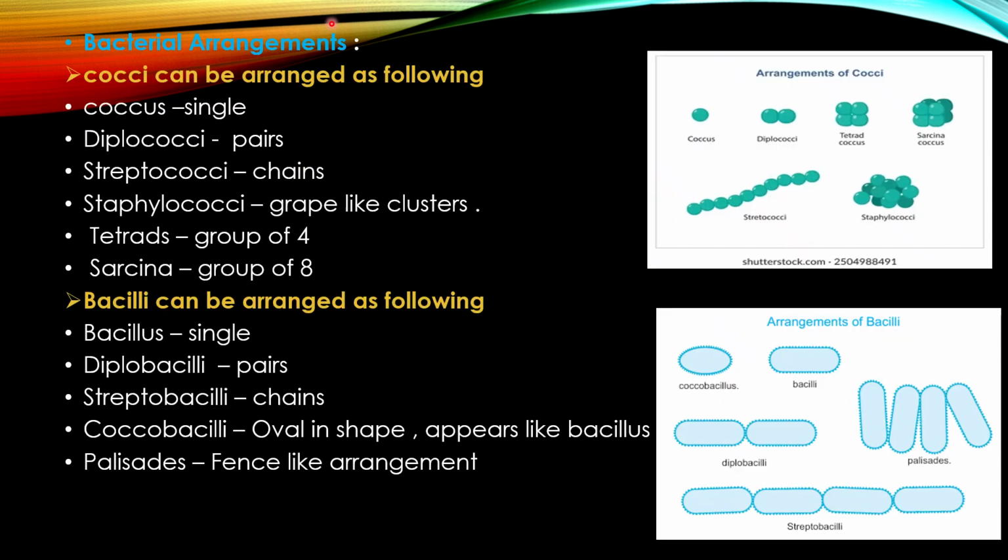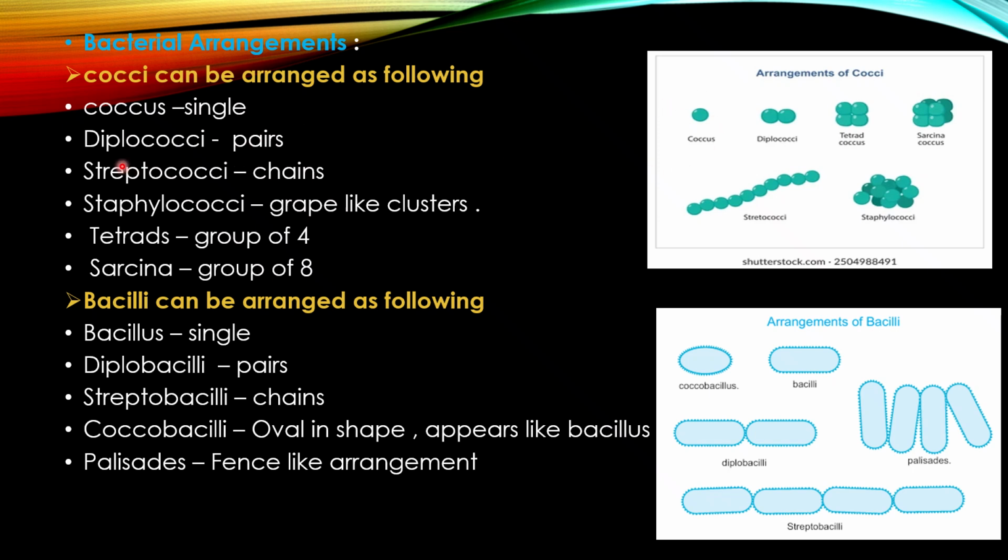Next is bacterial arrangements. Cocci can be arranged as follows. Cocci is round shaped or spherical shaped bacteria, and it can show the following arrangements. First is coccus, single. That is, when there is only one bacterial cell, you call it a coccus.